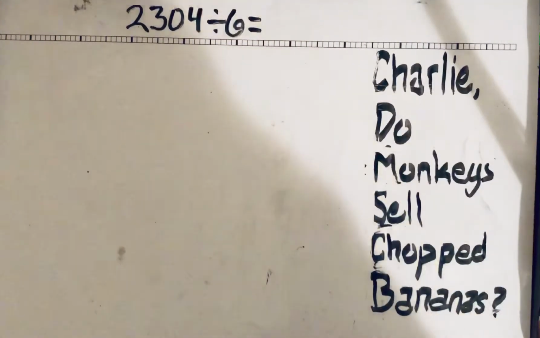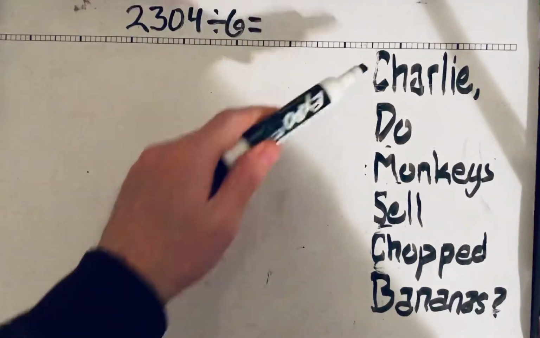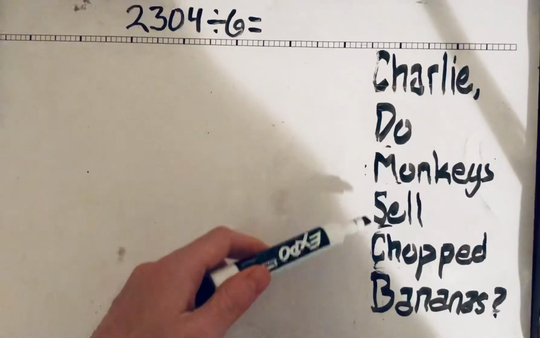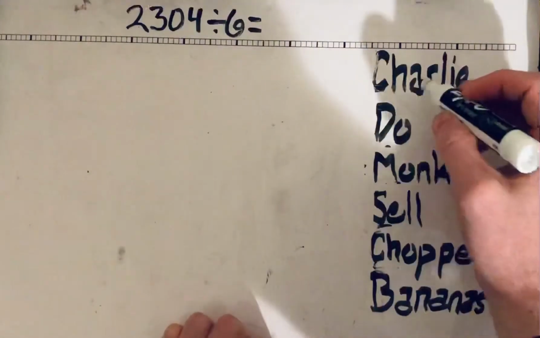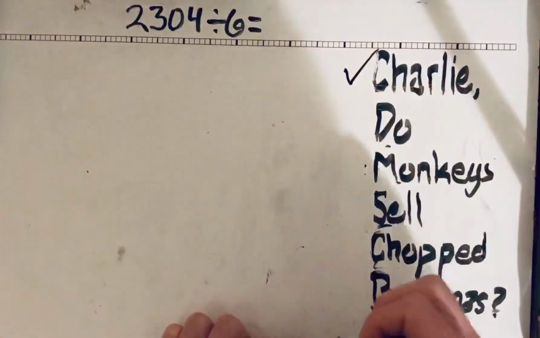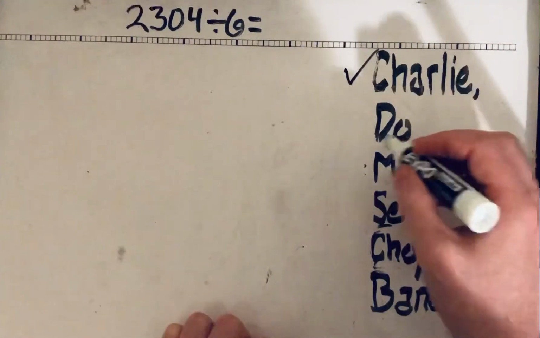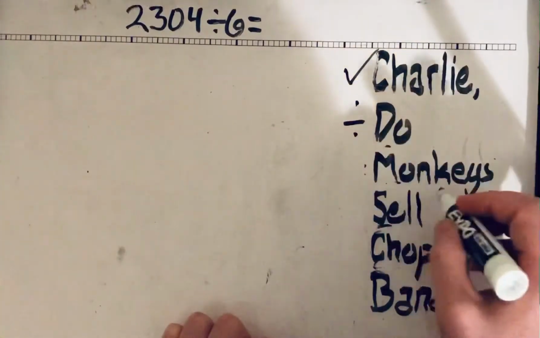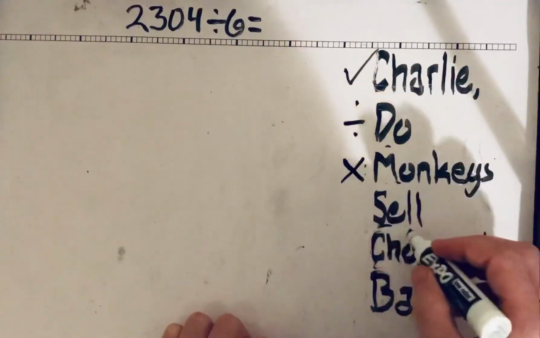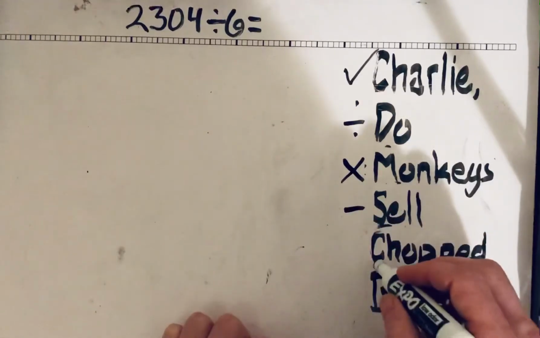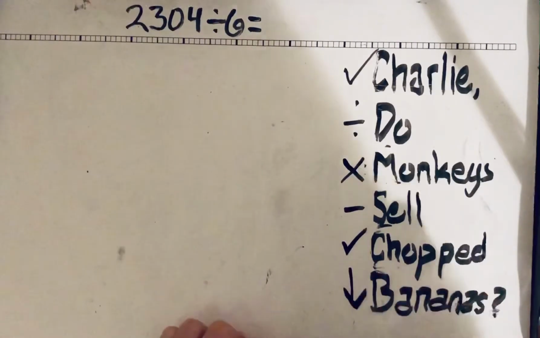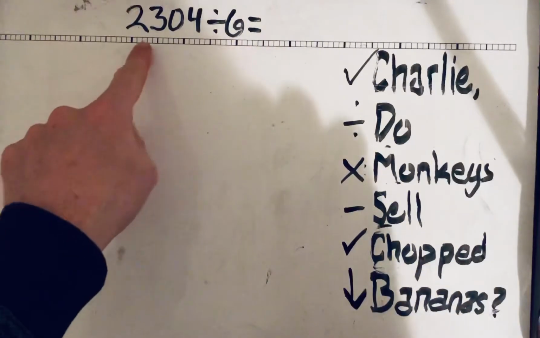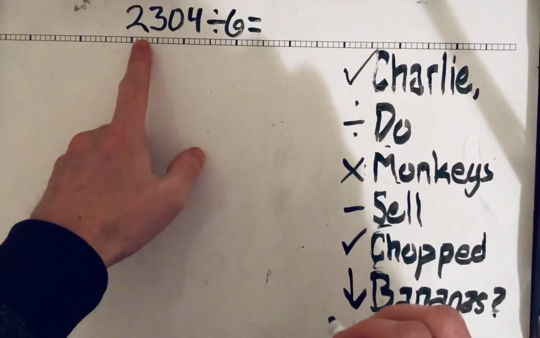In room 23, we've been reviewing long division, and we've been using this mnemonic device, Charlie, do monkeys sell chopped bananas, as a way of remembering the steps that we can use to solve a long division problem. It begins with the CH of Charlie, which is to check if a number fits. We then move on to do or divide, monkeys or multiply, sell or subtract, chopped, once again we check, and bananas bring down.